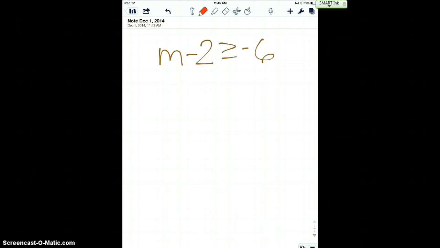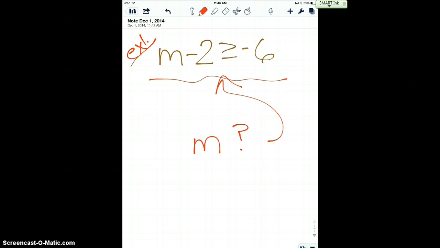So let's look at example 1. If you need to pause the video to write this down, we have a variable m minus 2. If we take a number and we subtract 2, it's always greater than or equal to the number -6. Okay, so that's me just reading it. What we're trying to do is figure out for what values of m will this inequality statement be true.